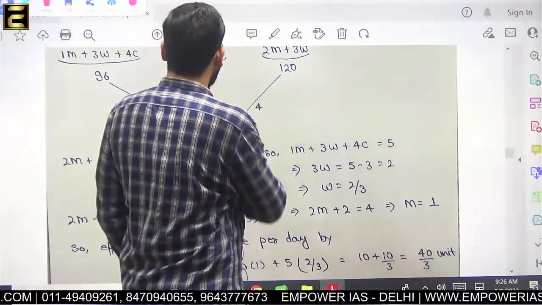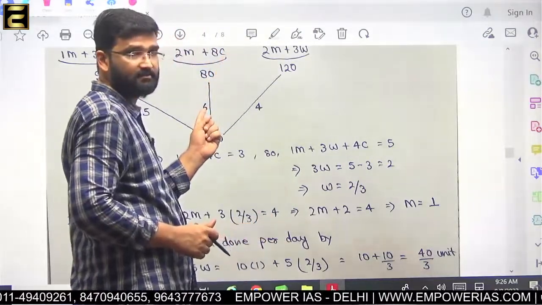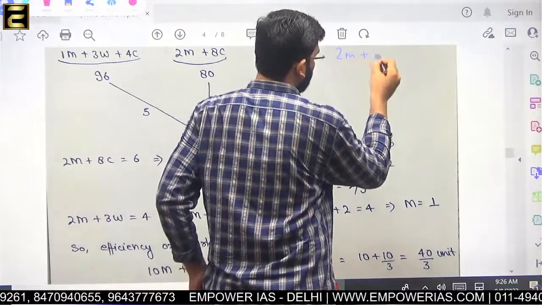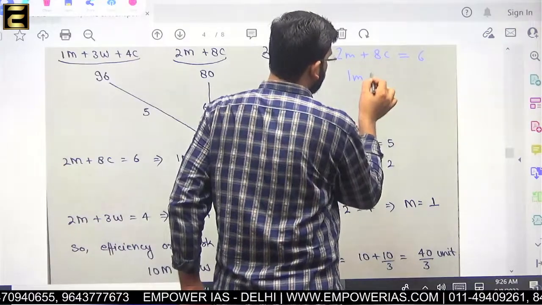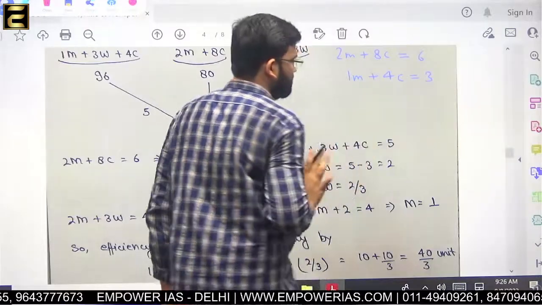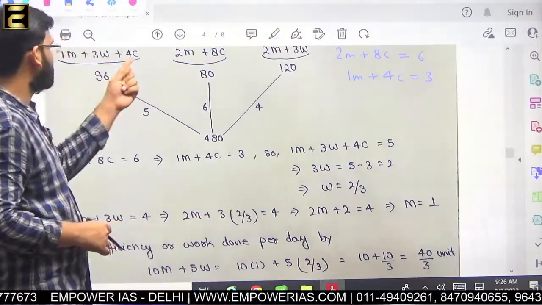See here, 2 men plus 8 children, efficiency is 6. It means that 1 man plus 4 children, efficiency will be 3. Okay. Now see, 1 man plus 4 children.